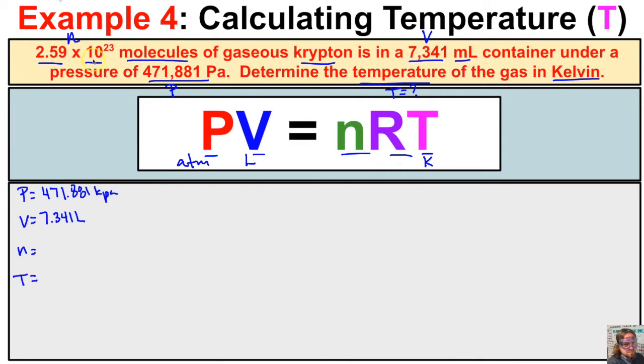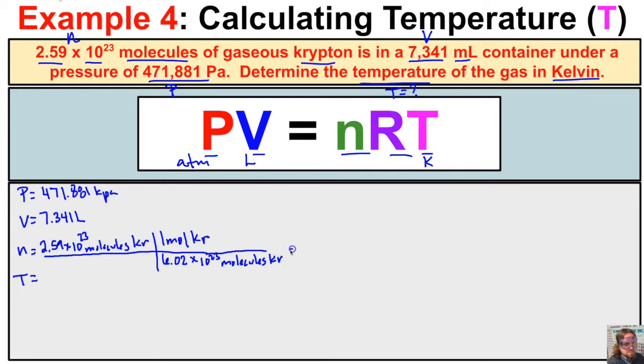We don't know the number of moles, but we know the number of molecules. So let's figure out how many moles this is. We have 2.59 times 10 to the 23rd molecules of krypton. So let's go ahead and do our dimensional analysis right now. We know that 1 mole of krypton contains Avogadro's number, 6.02 times 10 to the 23rd molecules of krypton. And so when we put this in our calculator, 2.59 times 10 to the 23rd divided by 6.02 times 10 to the 23rd, we end up with 0.4302 moles of krypton.